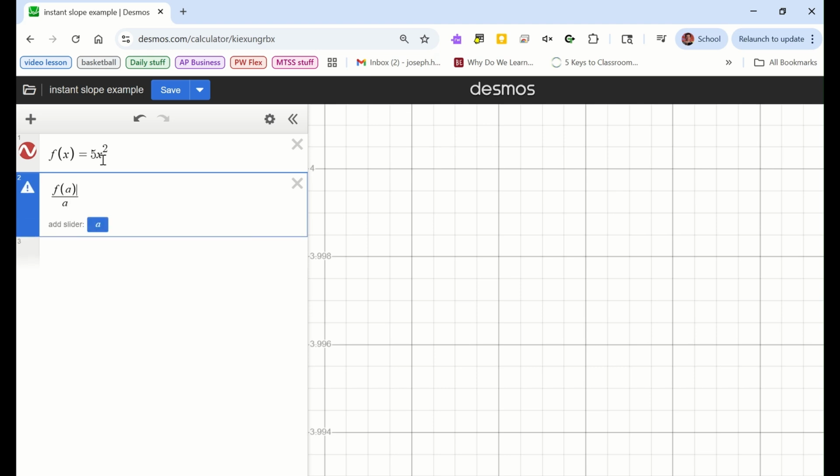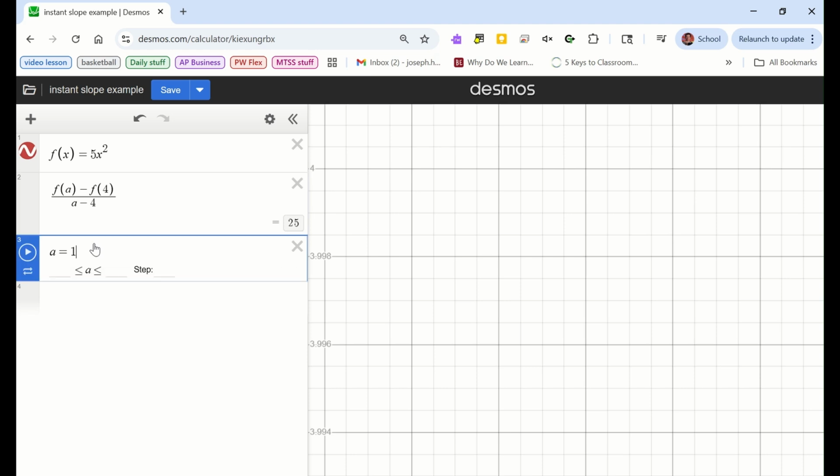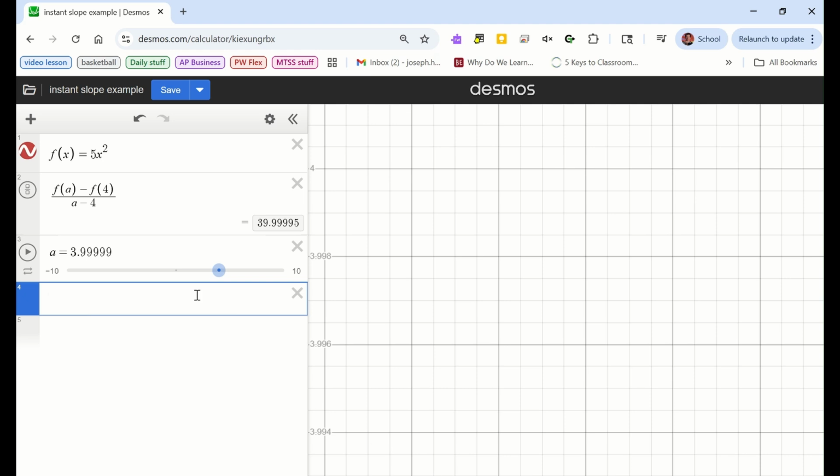So we're going to do f of a over a minus f of, what's our x value? It is 4. So we're going to go f of 4 and then minus 4 here. And then we need to make our a value really close to 4. And what does our limit seem to be approaching? That would be 40. So hopefully you got 40 when you attempted this by yourself.